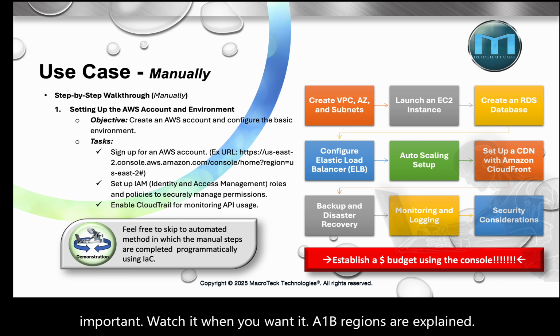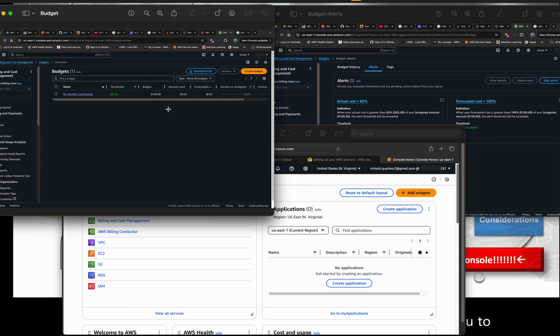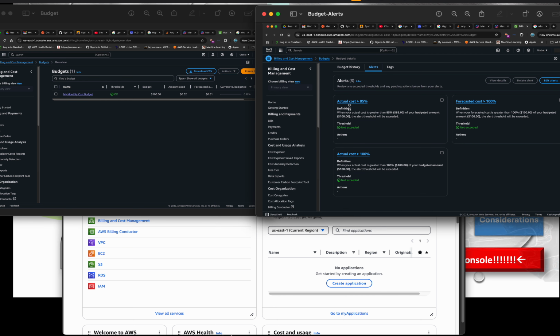Important, before you proceed, once you establish your account, establish a dollar budget using the console. Okay, that's critical for you. To give you an idea, here I have a budget of $100 and it will send me alerts when I hit 85% or more, forecast 100%. You want to do this to ensure that you don't end up with a $1,000 bill or something by making some mistakes. So establish these alerts, establish constraints on your account.